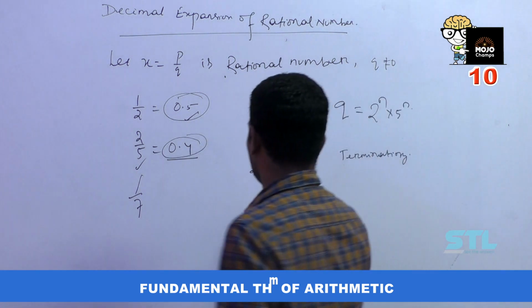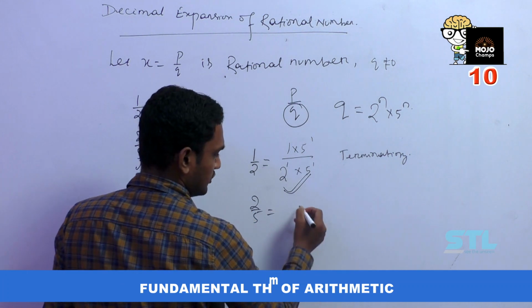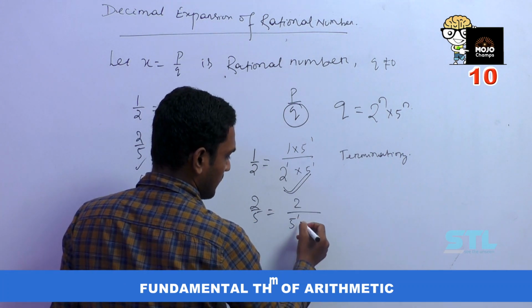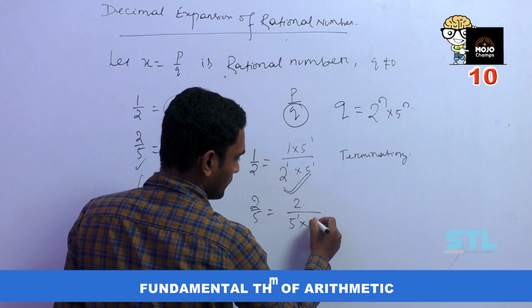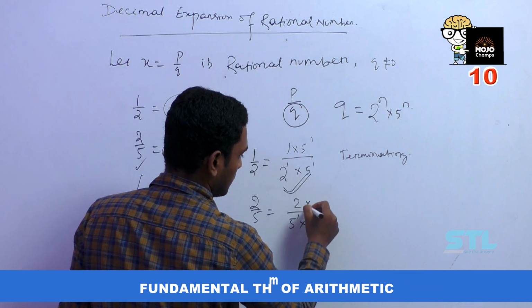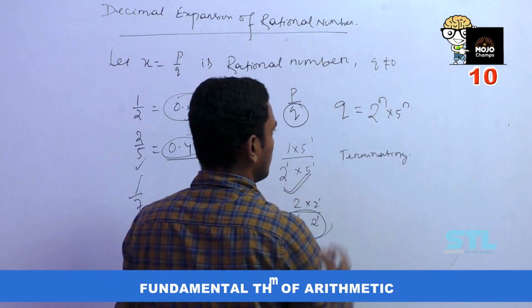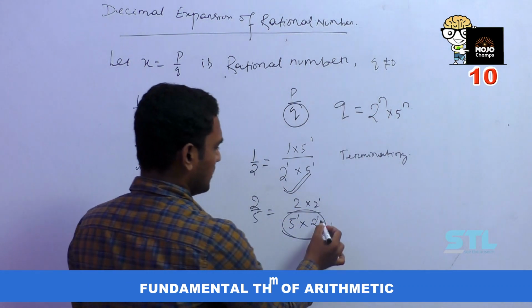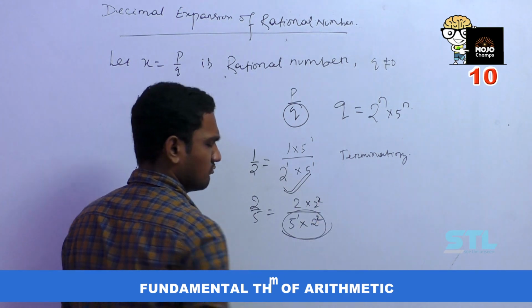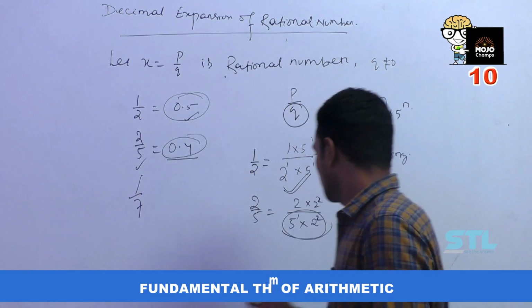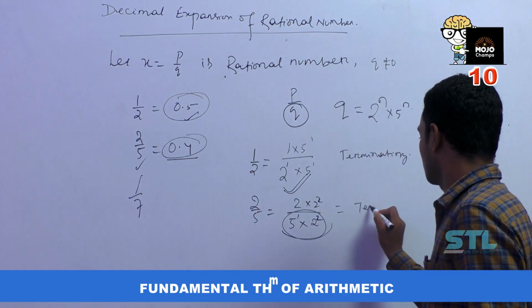Okay? Similarly 2 by 5. This I can also write with 5 to the power 1 and multiply by 2 to the power 1. So this can also be expressed as 2 to the power n, 5 to the power n. You can take any number, 2 square, whatever. So this is also terminating.